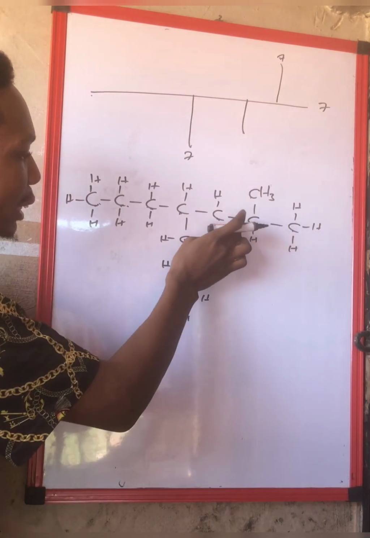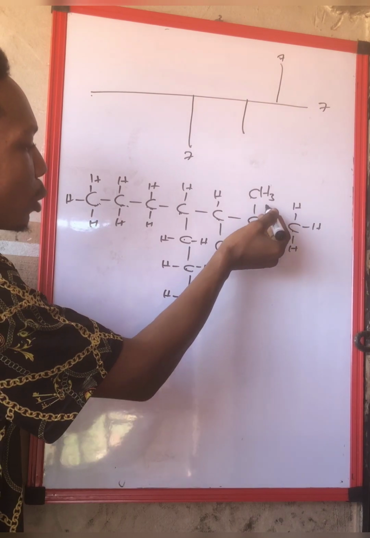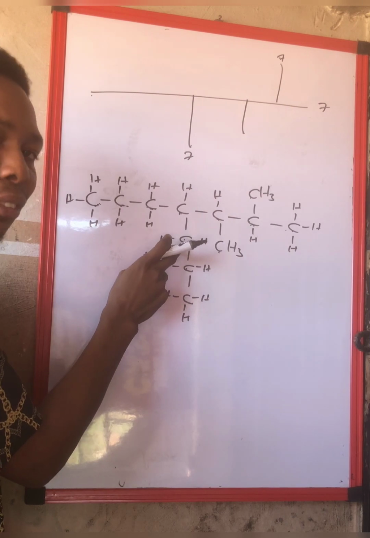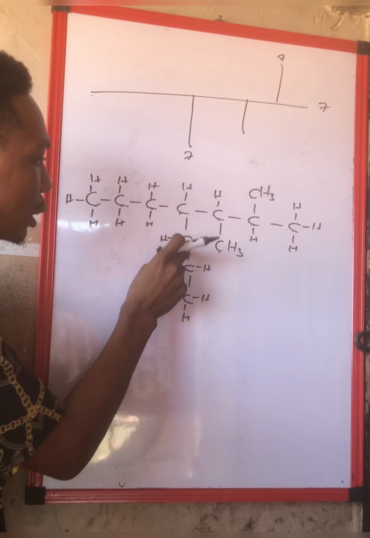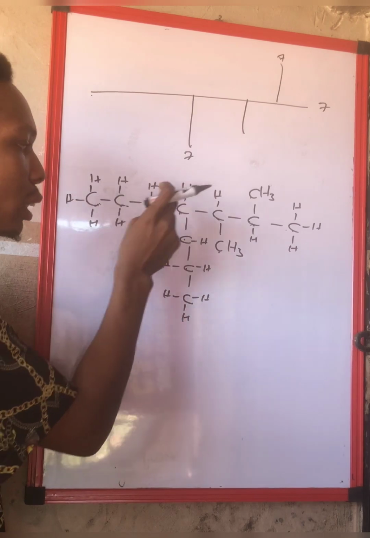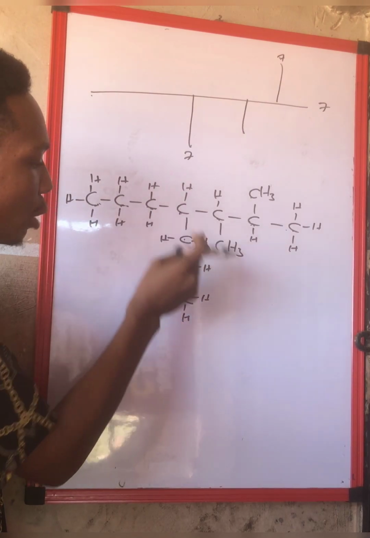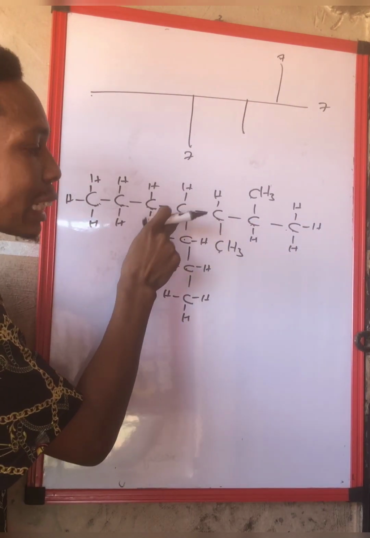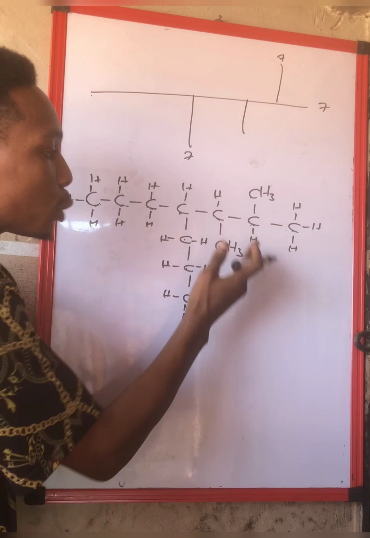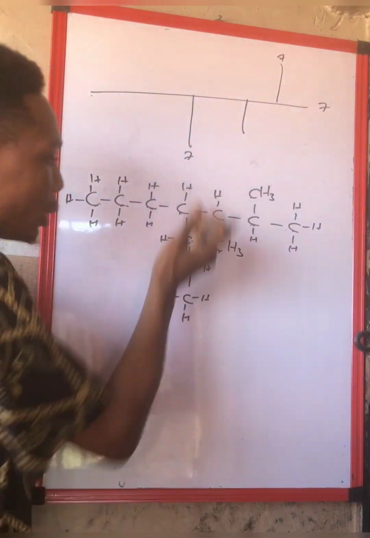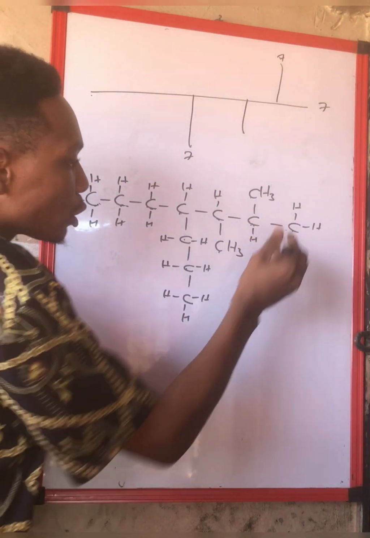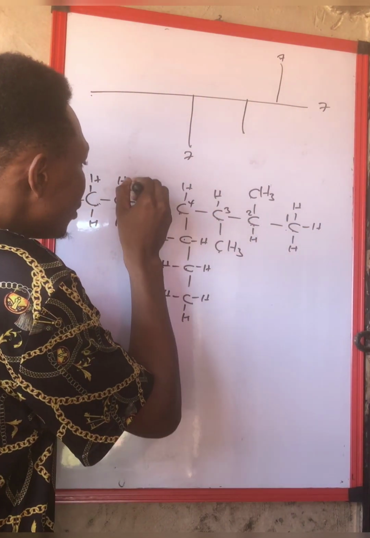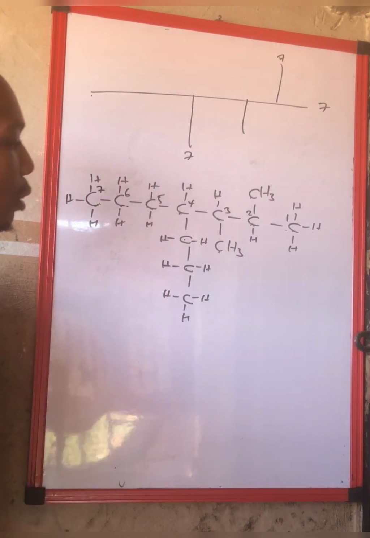Now counting like this, 1, 2, my substituent group is found in carbon 2. If you count like this, 1, 2, 3, 4, the substituent group is found in carbon 4. If you count like this, 1, 2, 3, 4, 5, 6, 7, the substituent group is also found in carbon what? 4. So that means my substituent group is closer to this side compared to this side and to this side. So when numbering, I'll start my numbering, 1, 2, 3, 4, 5, 6, and 7.